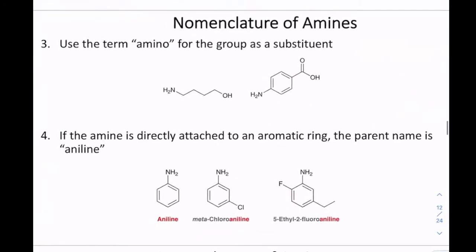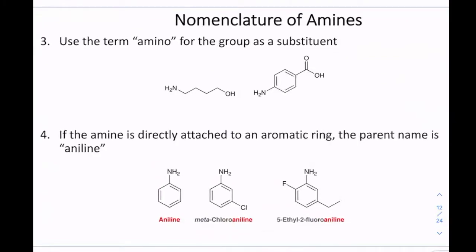A little bit more information about primary amines. If we have an amine that is a substituent, so the alcohol is the parent chain, the alcohol gets the suffix, and so the amine is a substituent. Same here, this benzene ring with the carboxylic acid is a parent name, and that is going to be benzoic acid. So in both cases, we're going to use the term amino as a substituent. For this case right here, we have a 4-carbon chain, so that's going to be butanol, and we put a 1 there to indicate that it's on carbon 1, and then we have 4-amino. And here, benzene is 6, so here we have 4-aminobenzoic acid.